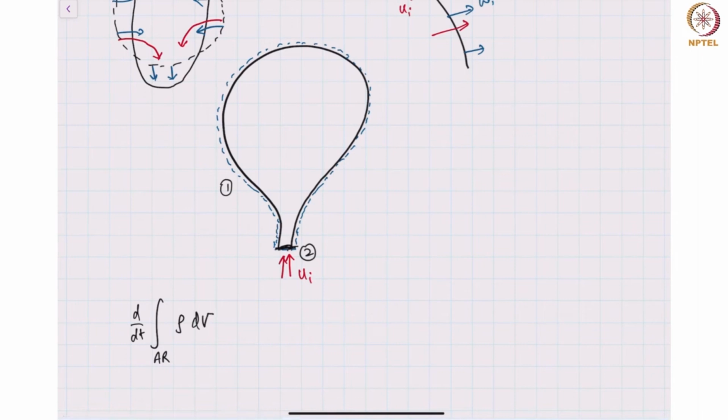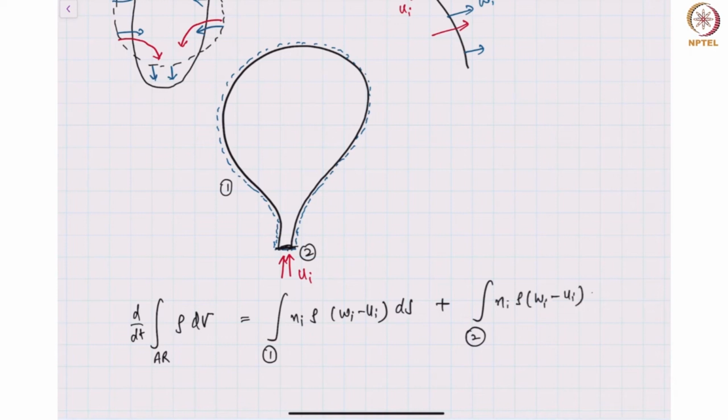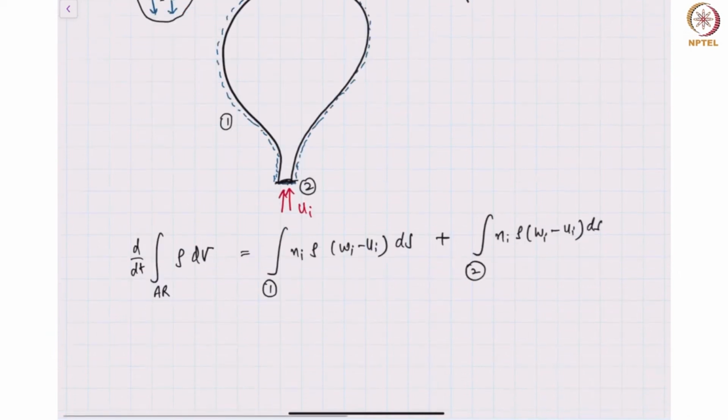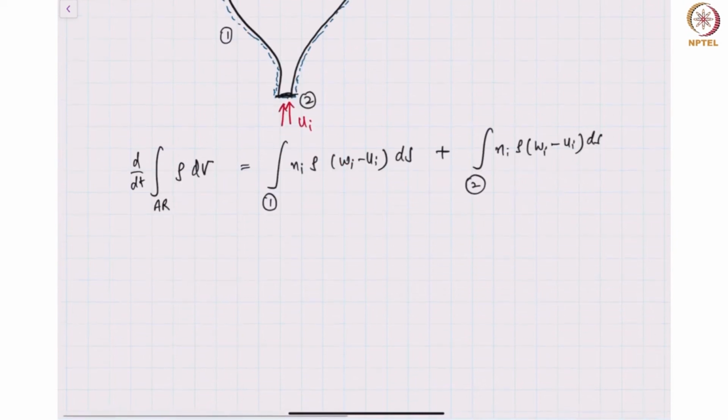This quantity will be equal to the changes over the boundary, that is boundary 1, that will be ni rho (wi minus ui) ds, plus the changes over boundary 2 ds. Clearly, if the boundary 1 is not moving, this is a general equation.